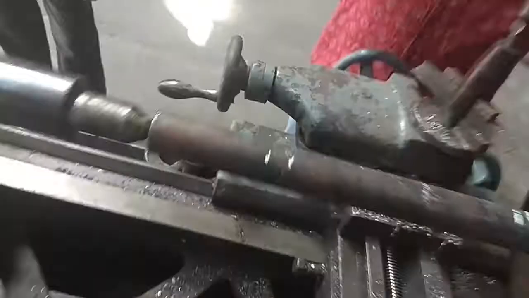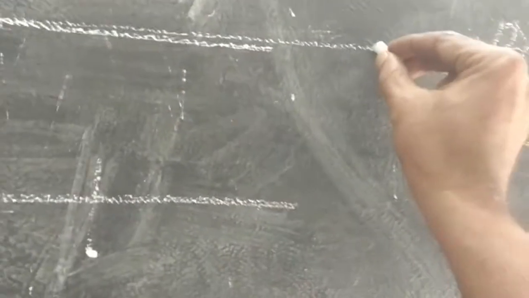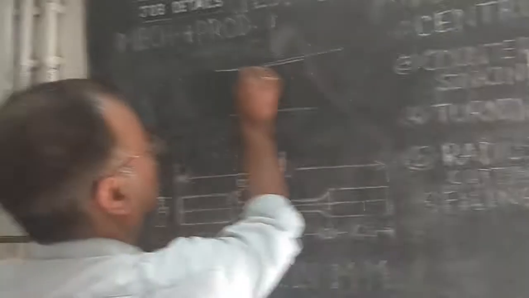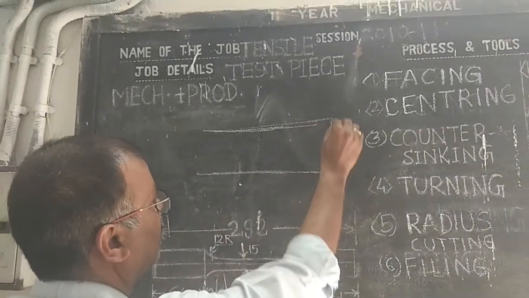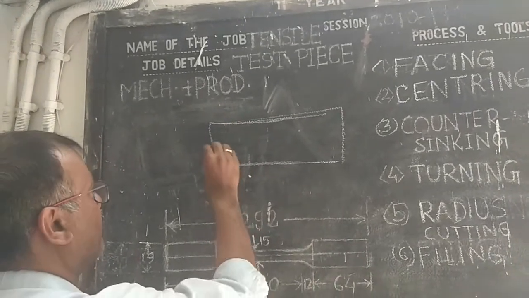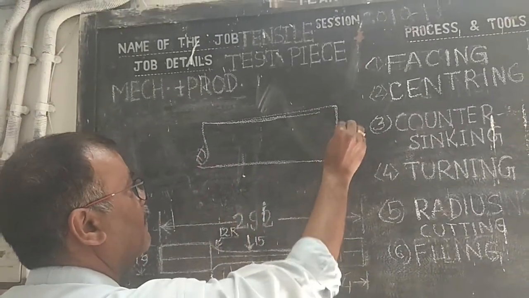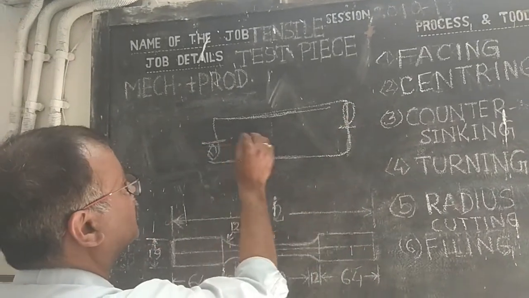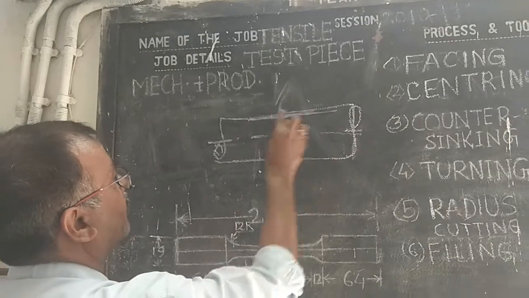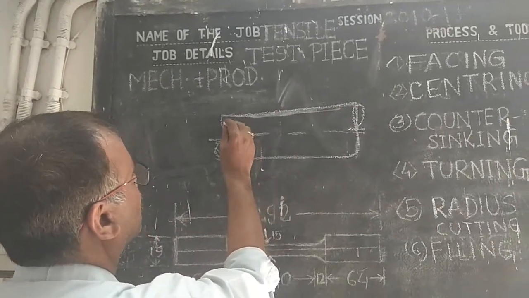Now, what will be the depth of cut? Suppose this is our original diameter of the workpiece. Now we want to reduce from this diameter up to this diameter.